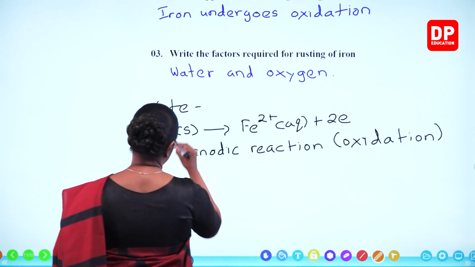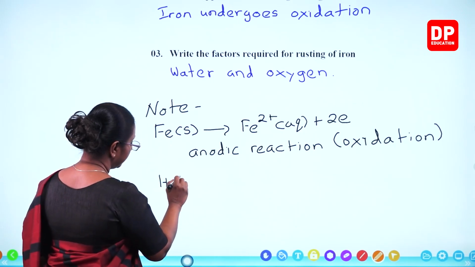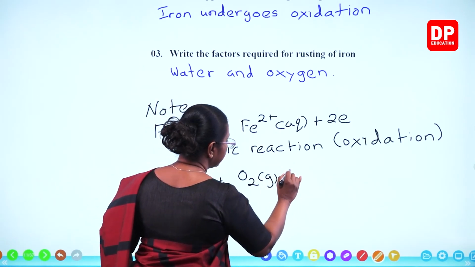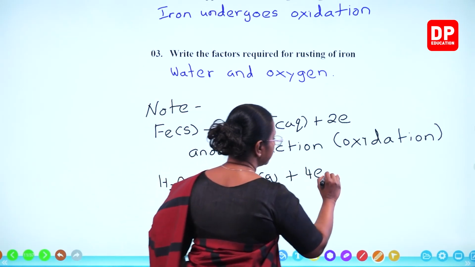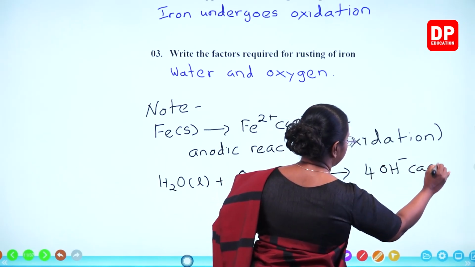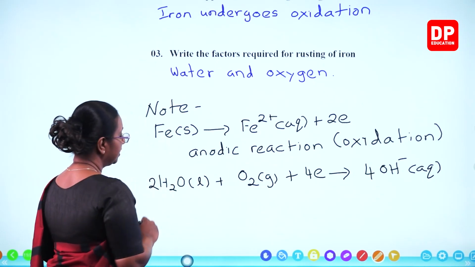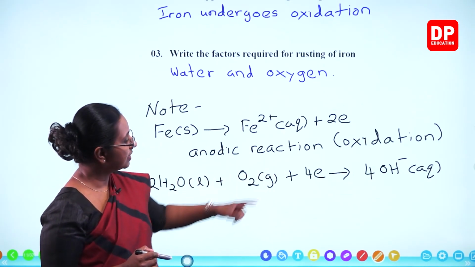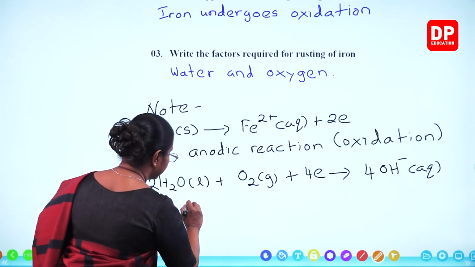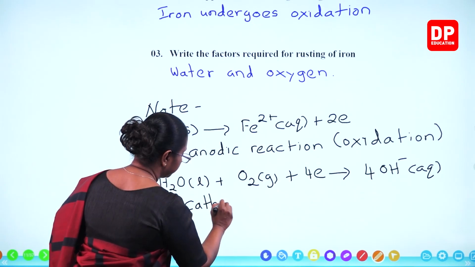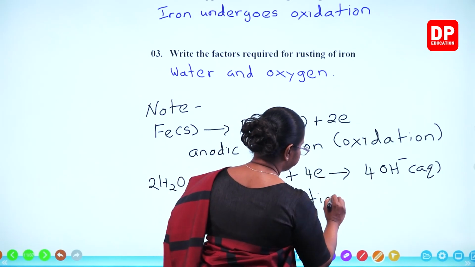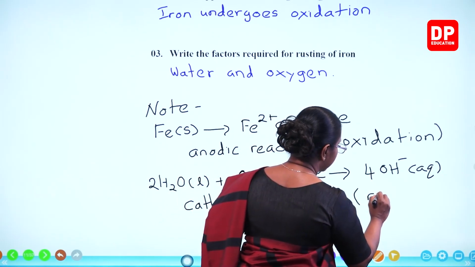Then what happens? We have water, H2O liquid, then O2 gas. They take up electrons forming 4OH- aqueous. So for that we need 2 H2O liquid, O2 gas, 4 electrons forming 4OH- aqueous. This is the cathodic reaction. So that is reduction.